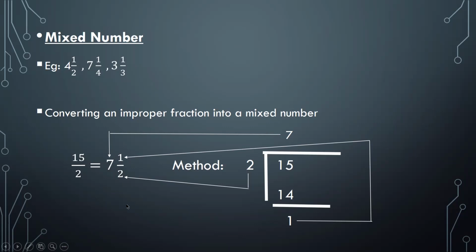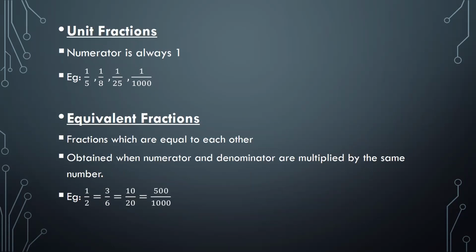Okay. So there is another type of fractions called unit fractions. In unit fractions, the numerator is always 1. Whatever the denominator, if the numerator is 1, you call it a unit fraction. Even if you have a very large value like 100,000 or more, if your numerator is 1, you generally call those fractions unit fractions.